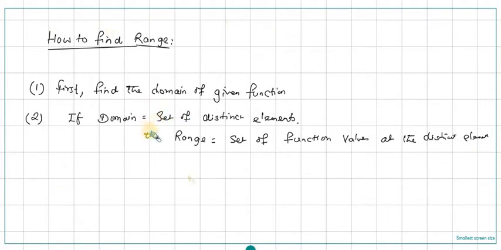Suppose I have a domain, and the domain is a set of distinct elements, like 1, 2, 3, 4, 5, 6 and 7 are given, and we have a function already defined. We have to simply plug all those distinct values in the function one by one, and whatever outputs appear, we collect them in a simple set, and that will be the range of that function. Okay?